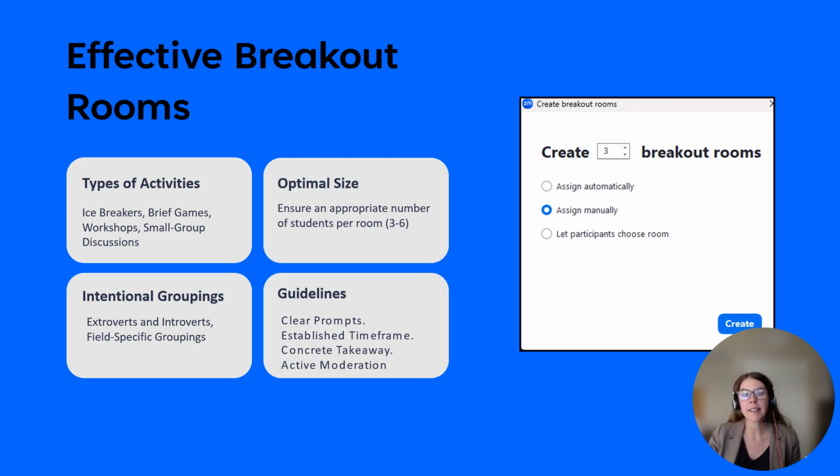Or on the more academic side, breakout rooms work well for small group discussions, to analyze a text, brainstorm ideas, to solve a problem, or to share their writing and provide each other with feedback. If you're thinking of trying breakout rooms with your students, here are a few best practices to consider. First, breakout rooms are best when you have the optimal number of students in the rooms, somewhere between 3 to 5 to 6 students. It's also helpful to intentionally group students.